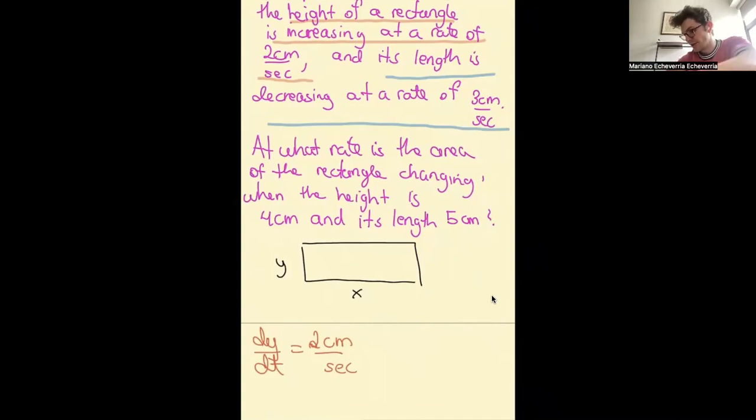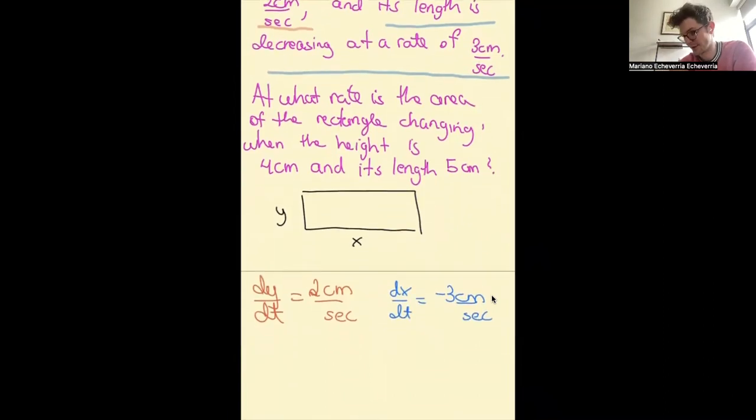Good, so it should be dx/dt, and that's the important thing. It should be minus 3 centimeters per second. The minus comes from the fact that the length is decreasing. So the minus sign, since the length is decreasing.